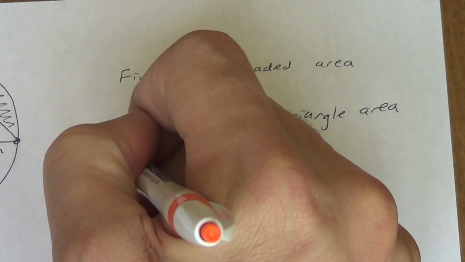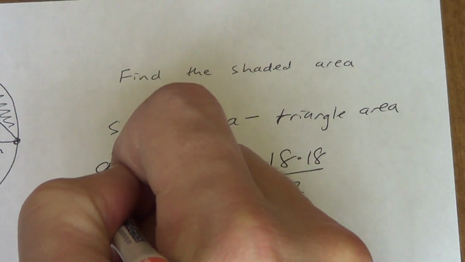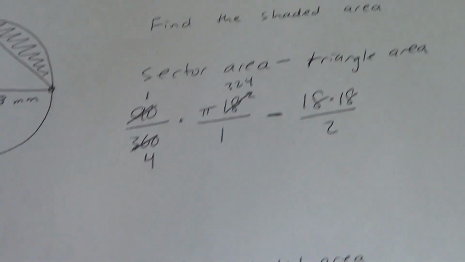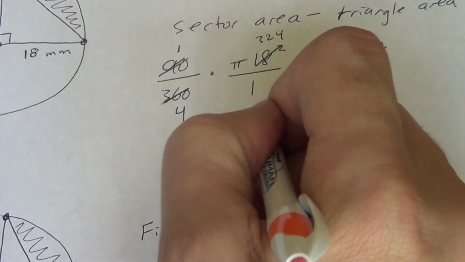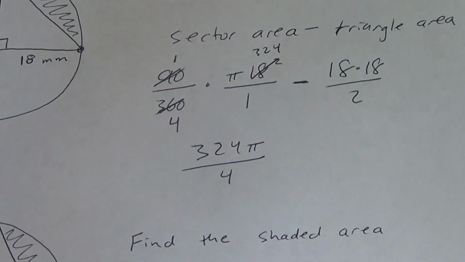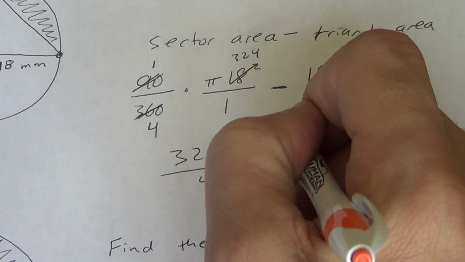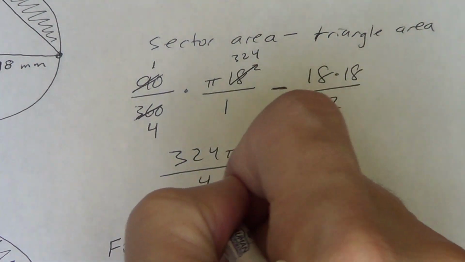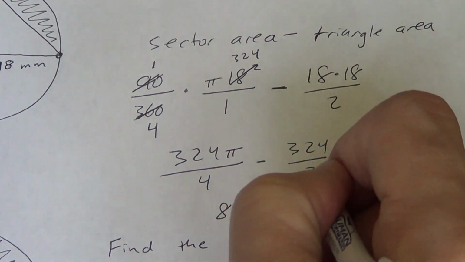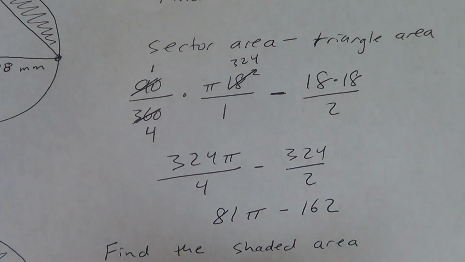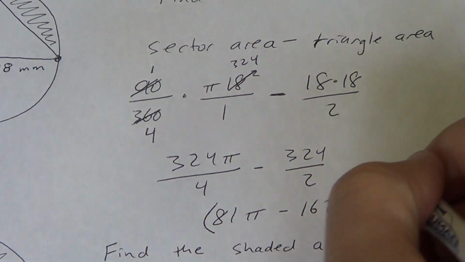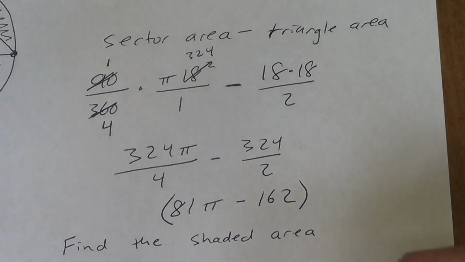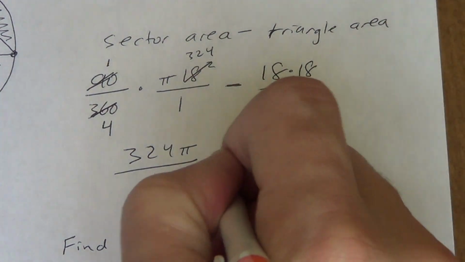All right, little reducing. 90 and 360 goes all the way down to 1/4. 18 squared is 324. So 324 pi over 4. 18 times 18 is 324 over 2. This reduces to 81 pi minus 162. Remember, we put this in parentheses. We put our label outside, and our radius was in millimeters. That's what mm stands for, millimeters. So we're going to put millimeters squared for the area.